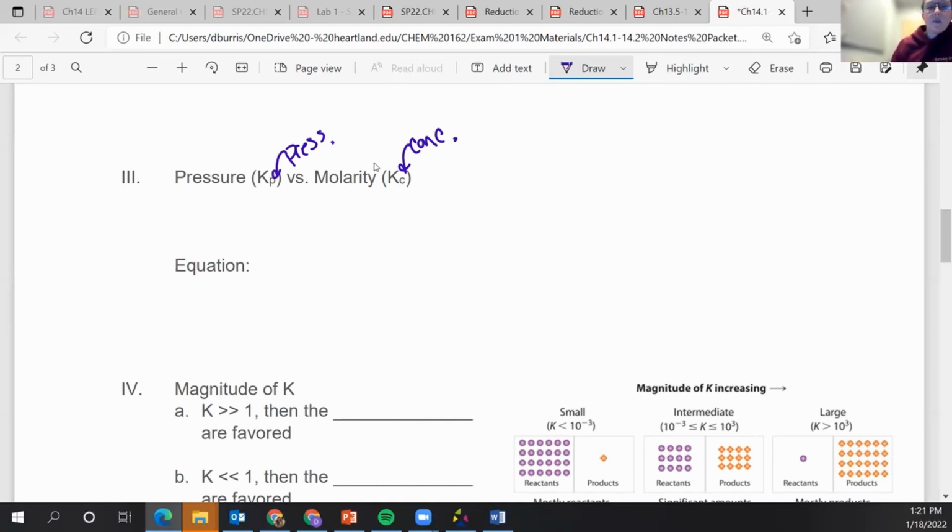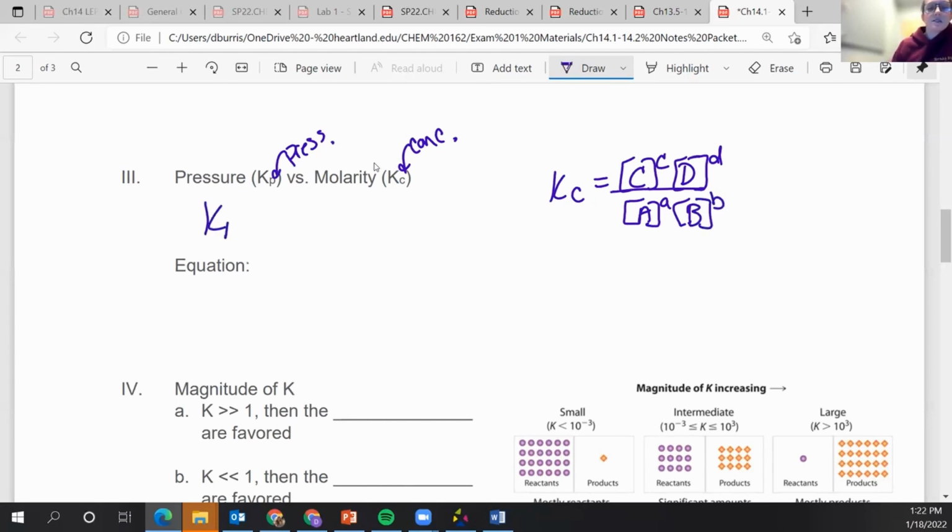So the way that Kc is written, it looks like this, right? It's products over reactants, concentration of C to the c times D to the d over A to the a times B to the b.